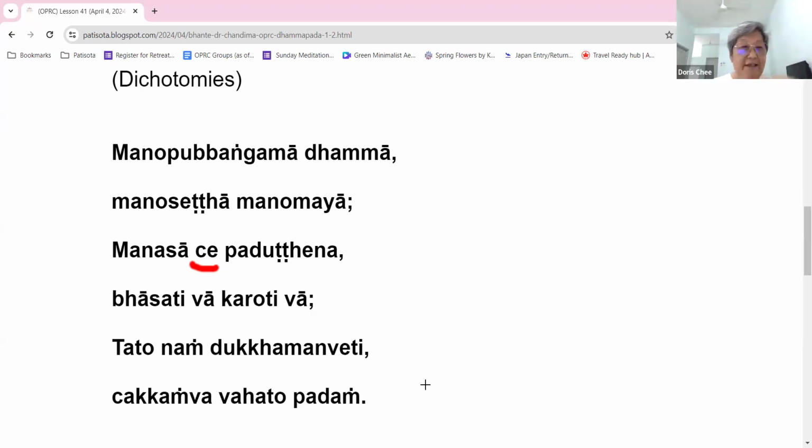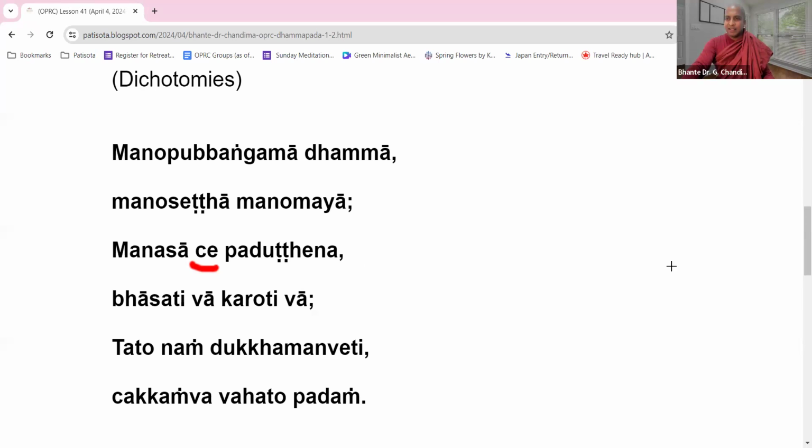Thank you, Bhante. Mano pubbangama dhamma, mano settha, mano maya, manasa che padutthena, bhasati va karoti va, tato nam dukkham anveti. Yes, last line. Cakkam va vahato padam. Yeah, great.